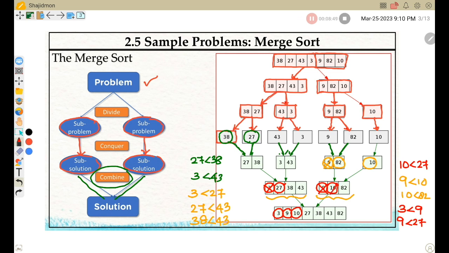Then 10 is done. After that, 27 and 82. 27 is the smallest number, 27 is less than 82. So 27 will come to the next place in the list. Then continue this process. 38 and 82 comparing. 38 is the smallest number, 38 is less than 82. So 38 will come to the list. Then again 43 and 82 will compare. 43 is less than 82, so 43 will come to the list, and the last number is 82.